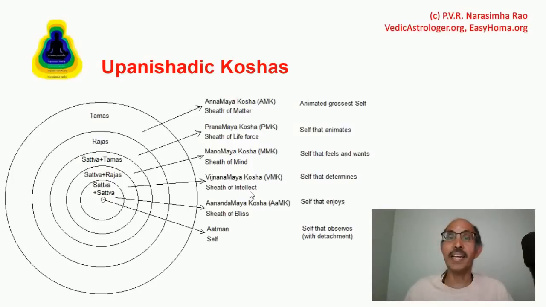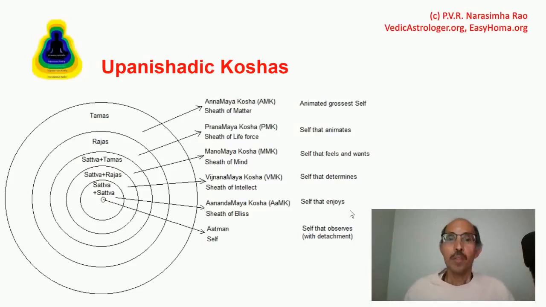We are not talking about that kind of knowledge or intellect, rational intellect, but we are talking about the wisdom, the subtle, because we are talking about the force that is subtler than the force of conditioning and mind. So this is the self that determines, that knows things. And finally, at the deepest level or the subtlest level, we have a sheath called the sheath of bliss, or anandamaya kosha. This is the self that enjoys this existence.